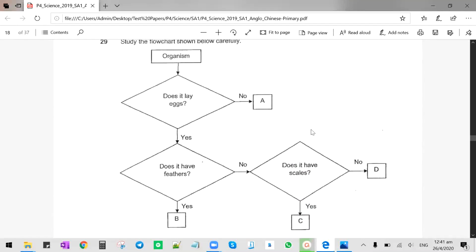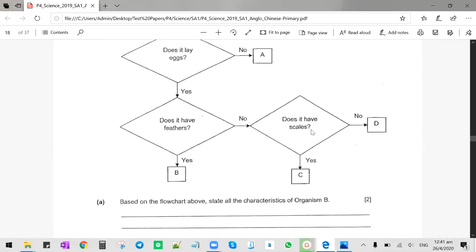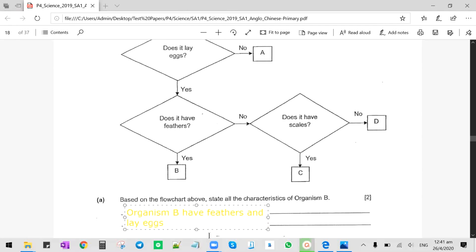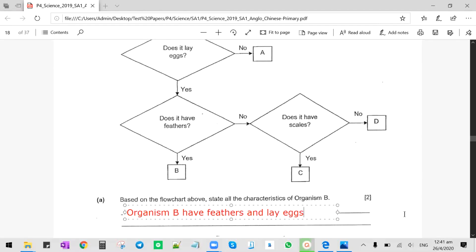Study the flow chart shown below carefully. Based on the flow chart above, state all the characteristics of organism B. If you can see organism B, it came down from this question. Does it lay eggs? Yes. Does it have feathers? Yes. So you just say organism B has feathers and lays eggs. Okay, let me change the color.